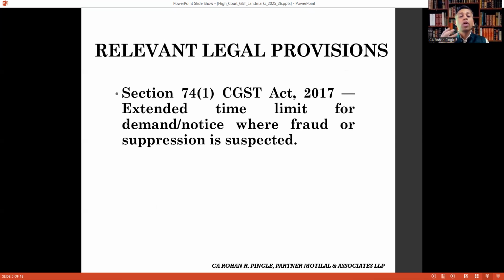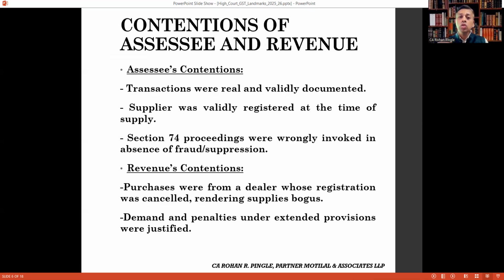Let's see what the legal provisions are. That is Section 74(1) of the CGST Act 2017, dealing with the extended time limit for demand or notice where fraud or suppression is suspected. So let's see the assessee's and the revenue's contentions. The assessee contended that the transactions were real and validly documented, and everything is also supported by submissions. The assessee's main contention is that the supplier was validly registered at the time of supply, and Section 74 proceedings were wrongly invoked in the absence of fraud or suppression. Whereas the revenue contended that purchases were from a dealer whose registration was cancelled, rendering supplies bogus, so demand and penalties under extended provisions were justified.